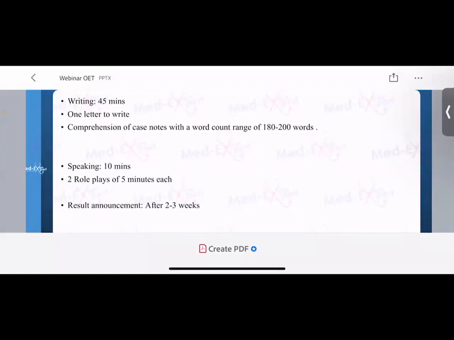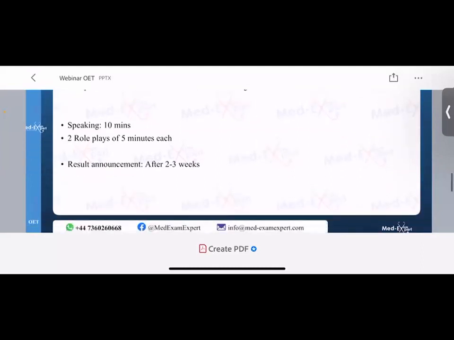Letter writing basically further consists of 4 types of letters. I have elaborated that these are referral letter, urgent referral, discharge, and transfer letter. We may never know what kind of letter will be given to us for writing. So you should be very competent in OET writing as well, just like listening and reading.